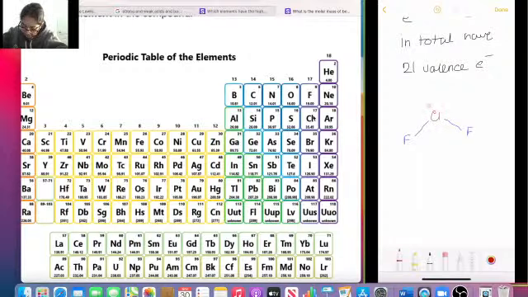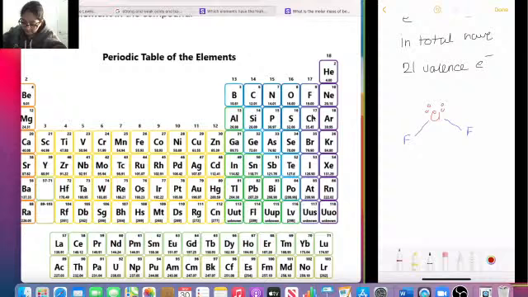And so, to reach a full octet, you need 8 electrons, and so you need 2 more lone pairs on chlorine. And for fluorine, it's only able to form one bond, right? Because it only has 7 valence electrons.